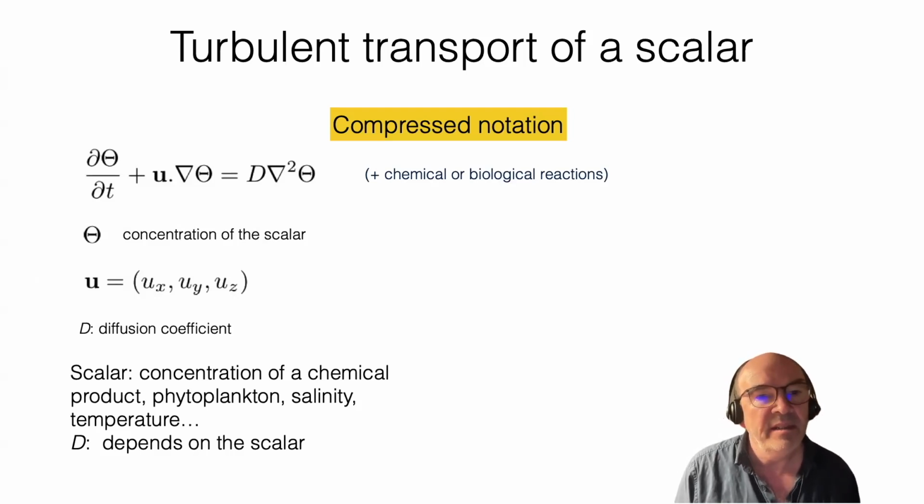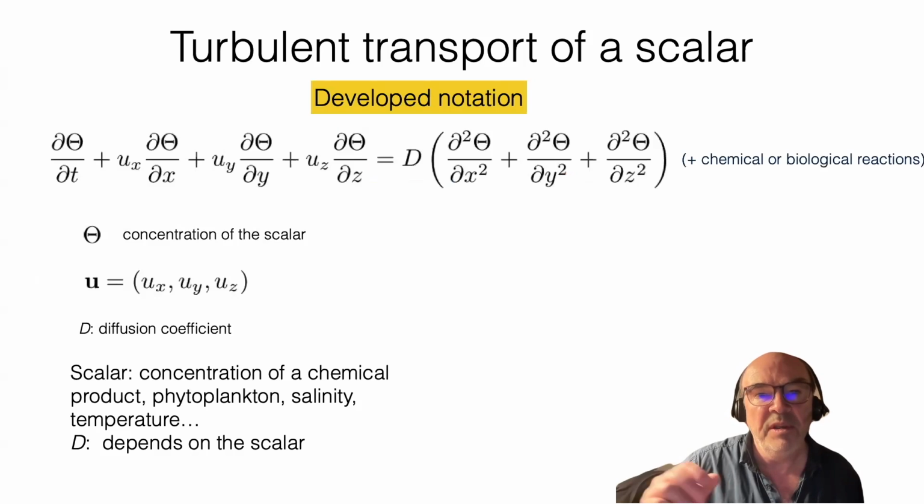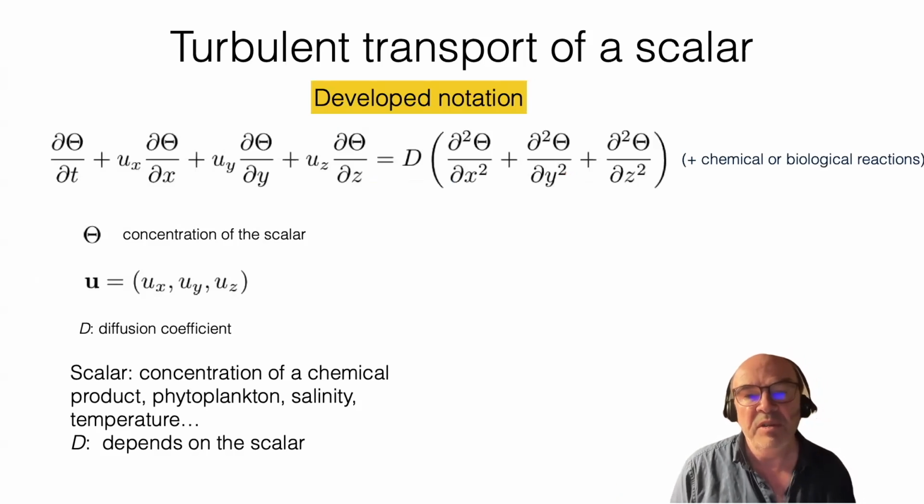It's called theta here. This theta can be a concentration of a chemical product. It can be phytoplankton density. It can be salinity. It can be temperature. And it's transported by velocity, where U here is the velocity vector. We can see here that we have a simpler equation for the transport of this scalar quantity. If we develop it, we have this quantity which is shown here.